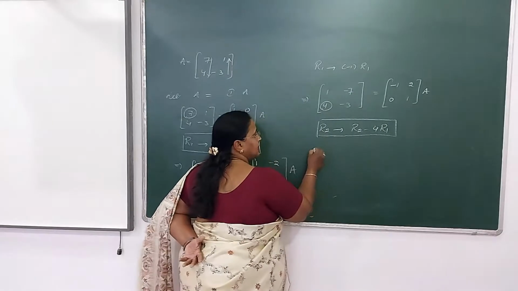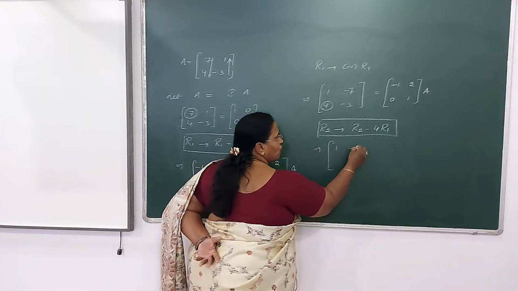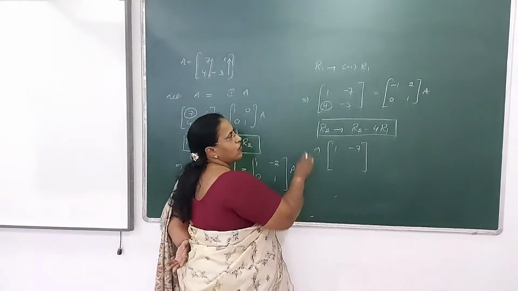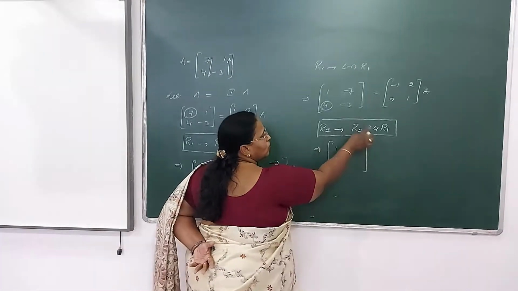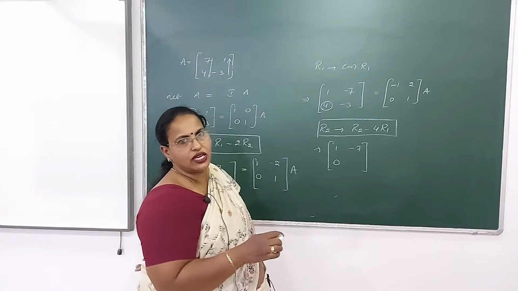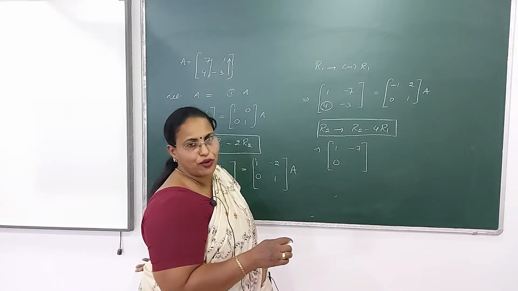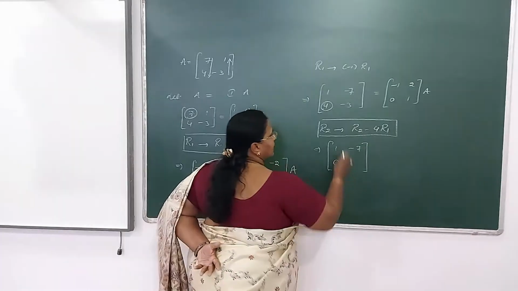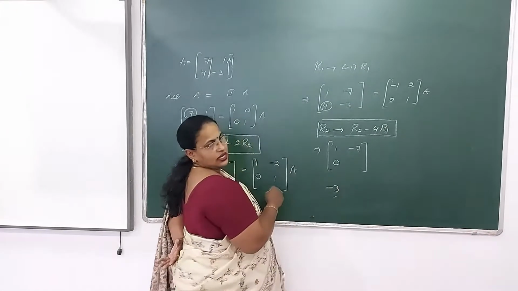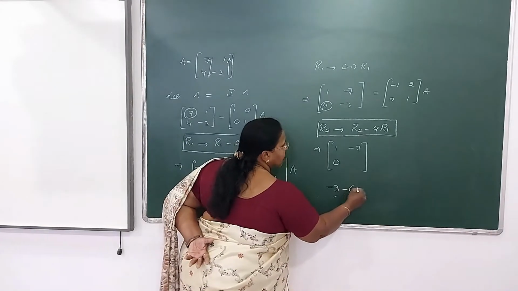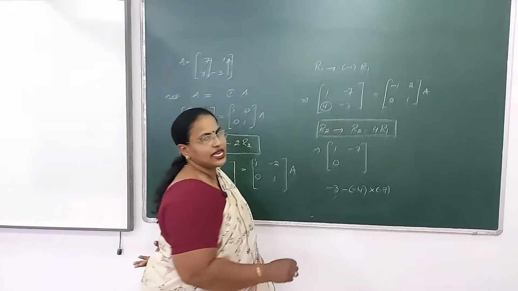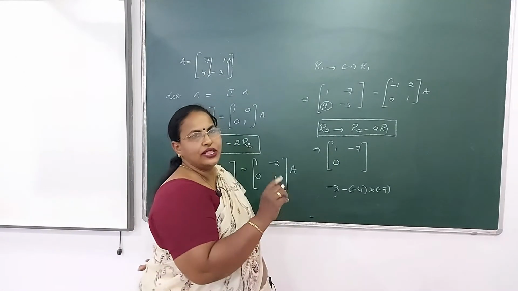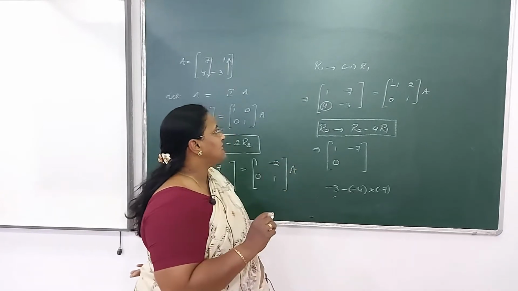So applying this here, the first row will remain as it is. 4 minus 4 is 0. R2 minus 4 times R1. Now the calculation you need to do properly. So it's coming minus 3 minus of minus 4 into minus 7. Whatever the calculation is there, do it in the rough and write down the final answer.